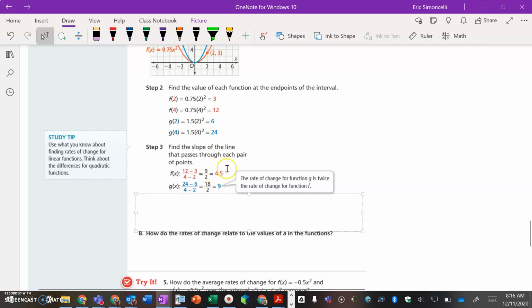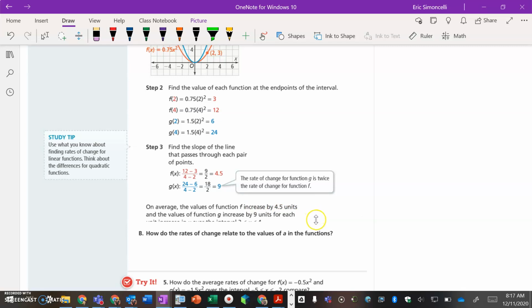So this is the rate of change on the red function between those two ordered pairs in red, and then of course for the blue function, 4.5 versus 9. The rate of change for function g, as you can tell, is twice the rate of change for function f. So there is that connection that we need to make. On average, the values of function f increase by 4.5 units, and the values of function g increase by 9 units for each increase in x over that interval between 2 to 4. How do the rates of change relate to the values of a in the functions?